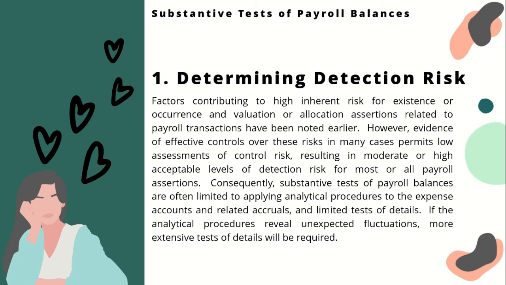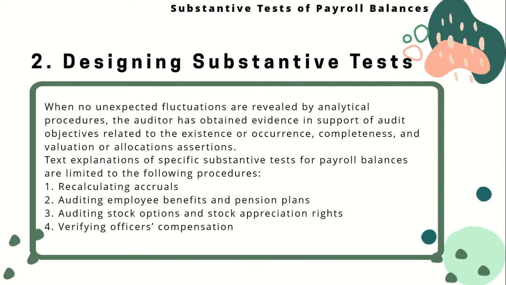Consequently, substantive tests of payroll balances are often limited to applying analytical procedures to the expense accounts and related accruals, and limited tests of details. If the analytical procedures reveal unexpected fluctuations, more extensive tests of detail will be required. Secondly, designing substantive tests. When no unexpected fluctuations are revealed by analytical procedures, the auditor has obtained evidence in support of audit objectives related to the existence or occurrence, completeness, and valuation or allocation assertions.